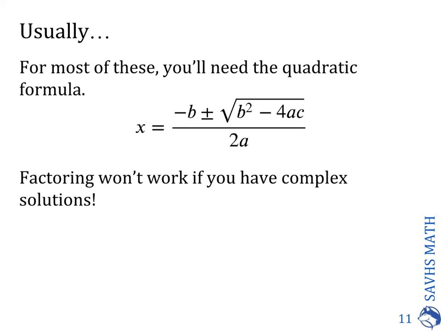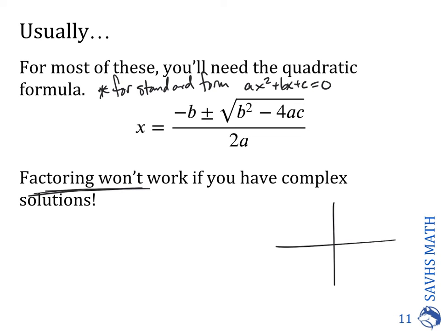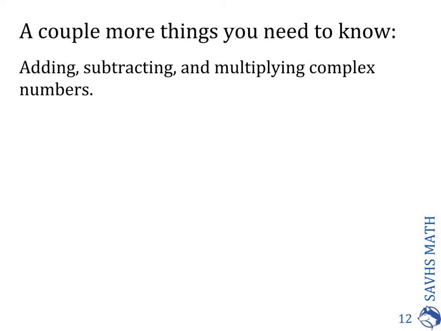Just a quick reminder, for most of these problems you will be using the quadratic formula. Make sure you're in standard form: ax squared plus bx plus c equals 0. Just to say this, it's not going to work to use factoring if you have a complex solution. So if you look at the graph of your parabola and it doesn't cross the x-axis, then don't try to factor it. Okay, so that was kind of the first part of the lesson.